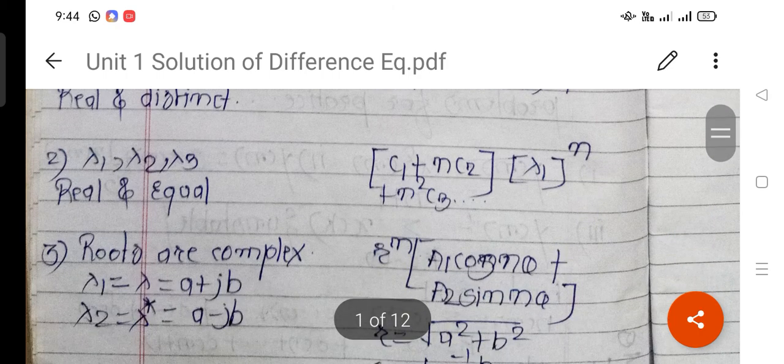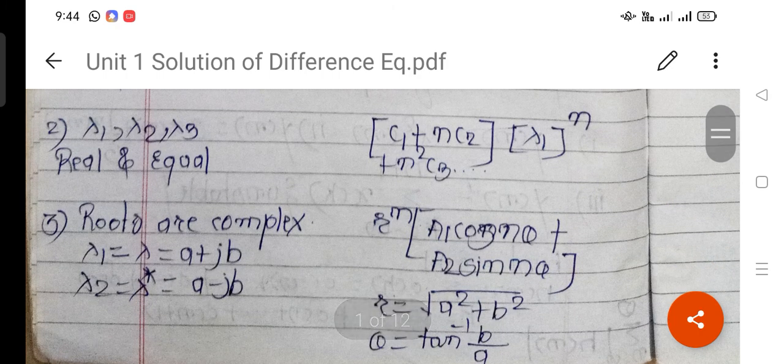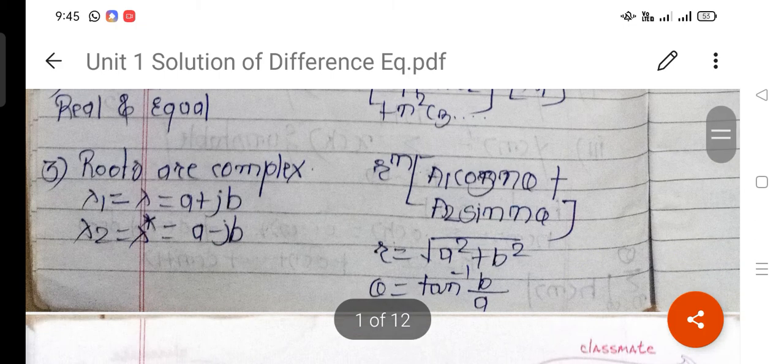Then if roots are complex, that is lambda 1 equals a plus j b, lambda 2 is the complex conjugate, that is a minus j b. In this case, what will be the solution? R to the power n into a1 cos of n theta plus a2 sin of n theta, where r is under root of a square plus b square and theta is tan inverse b by a.